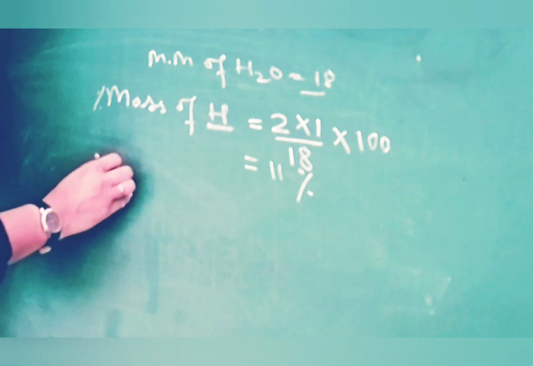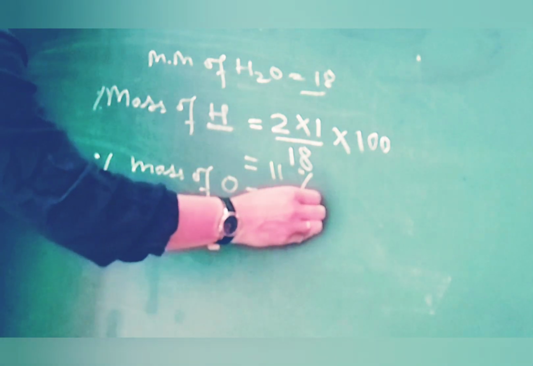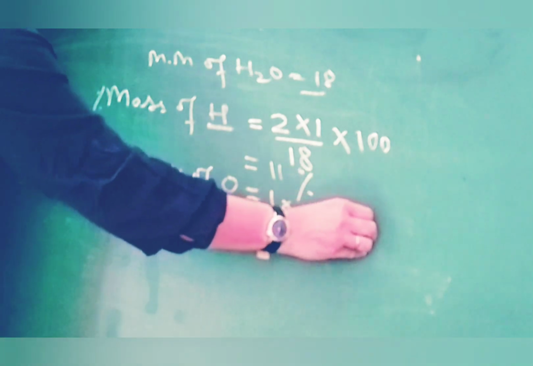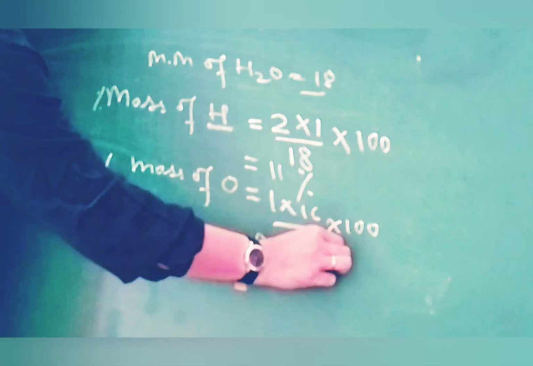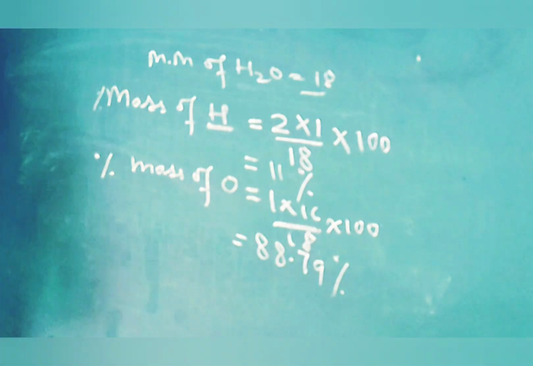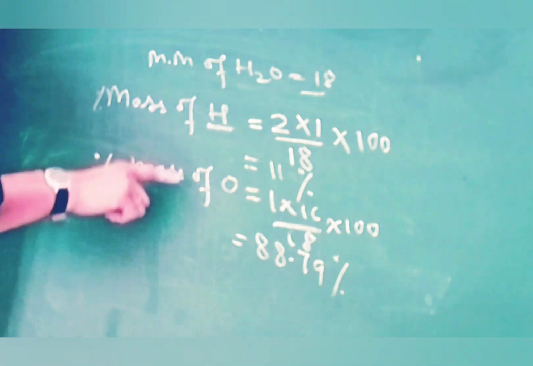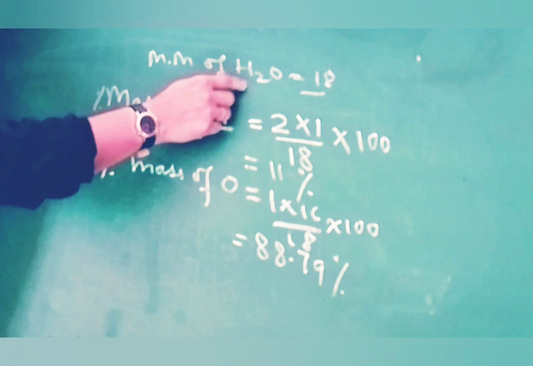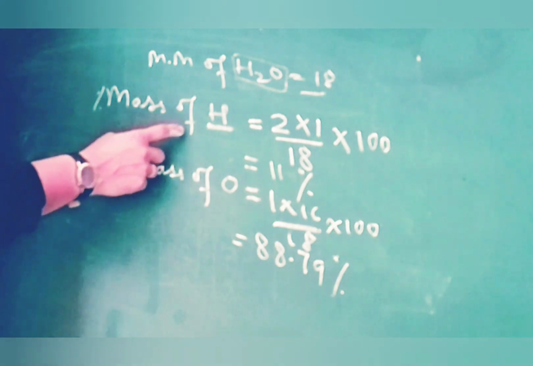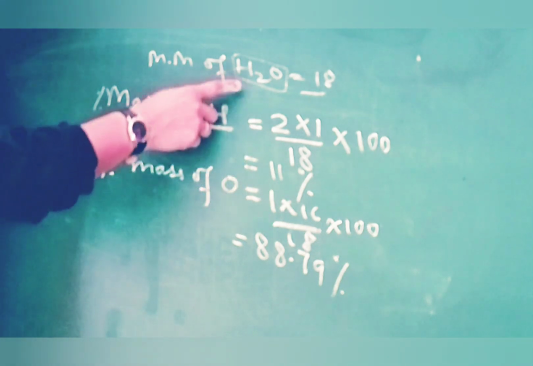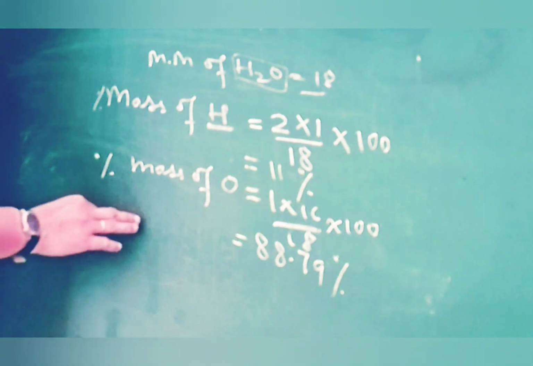So next is the percentage mass of oxygen. Here we have a single oxygen, so 1 into 16 divided by 18, into 100. That will be equal to 88.79%. Okay, if you add both, you will get 100%. If it is coming 100%, that means you have done the calculation accurately, because the water molecule is 100%. We have to calculate what percentage is hydrogen and what percentage is oxygen. So the mass percent of hydrogen in the water molecule is 11% and oxygen is 88.79%. Okay, got it? So this is the percentage composition.